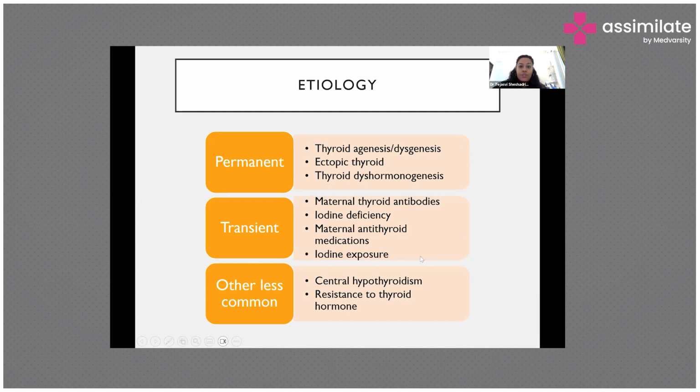Excessive iodine exposure. So even iodine deficiency as well as iodine excess, especially if they use betadine during cesarean section, iodine excess, can also result in a decrease in the thyroid hormones in the baby, causing transient hypothyroidism. Okay, so the less common causes are central hypothyroidism and resistance to thyroid hormone at the TSH level.